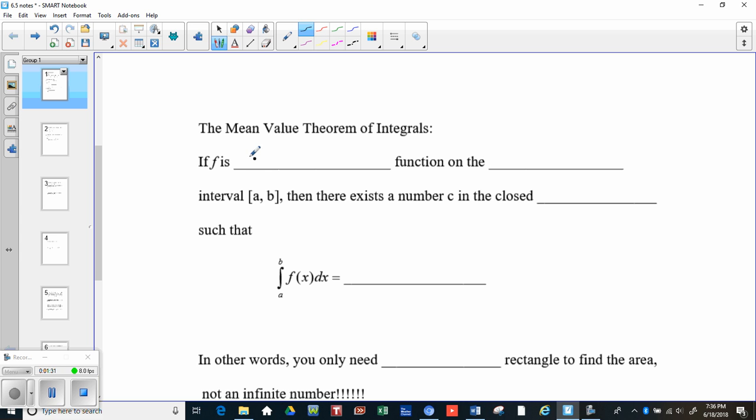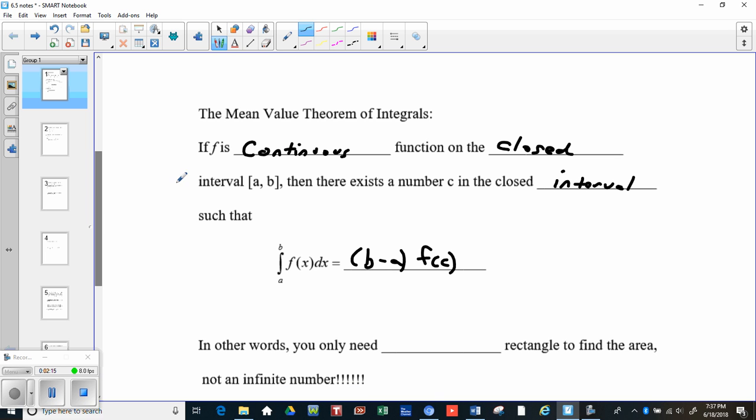If f is continuous, if it's a continuous function on the closed interval from a to b, then there exists a number c in that closed interval such that the integral from a to b of f of x dx, so just your basic integral of a function, equals b minus a times f of c. And that is what is called the mean value theorem for integrals.